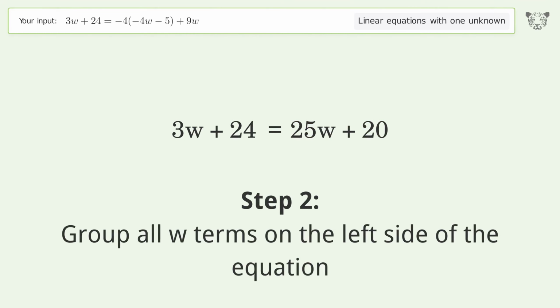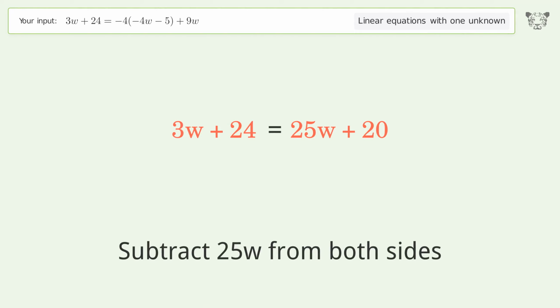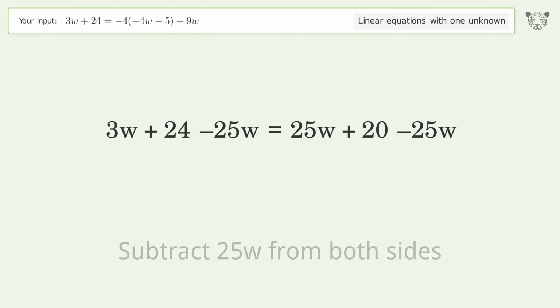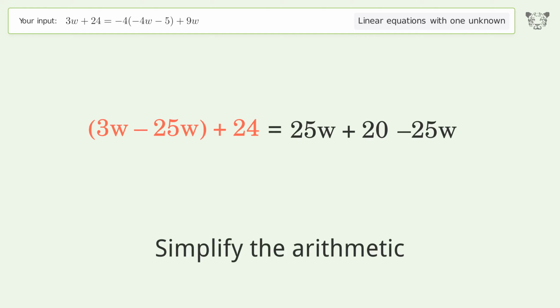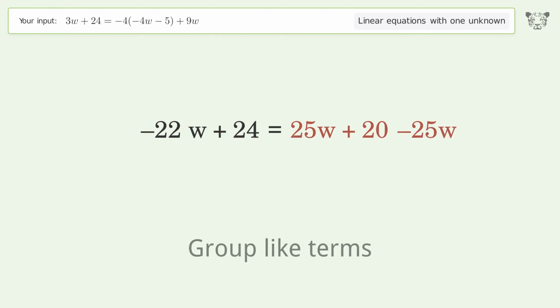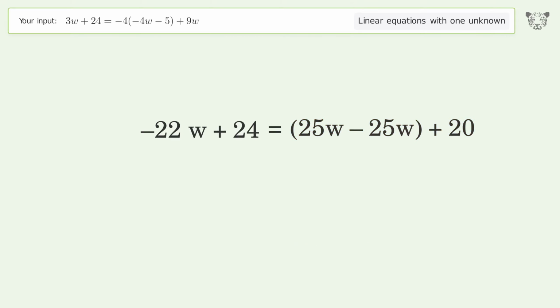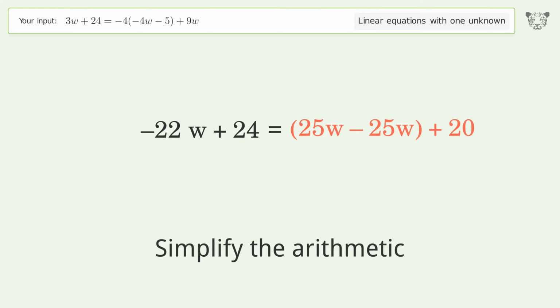Group all w terms on the left side of the equation. Subtract 25w from both sides. Group like terms. Simplify the arithmetic. Group like terms. Simplify the arithmetic.